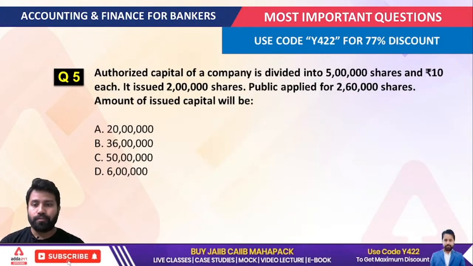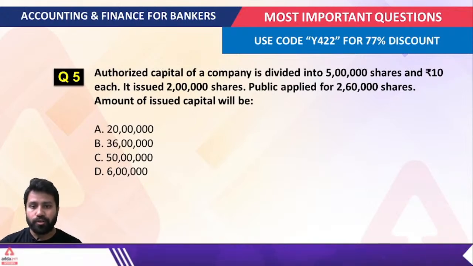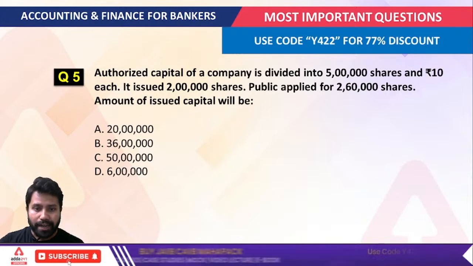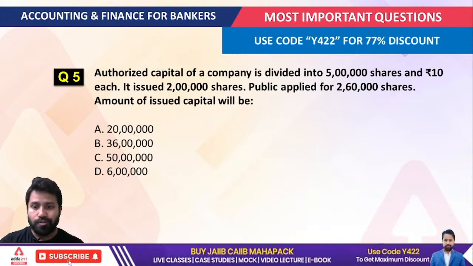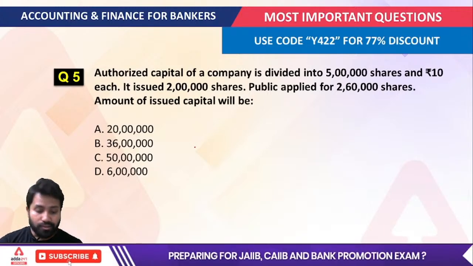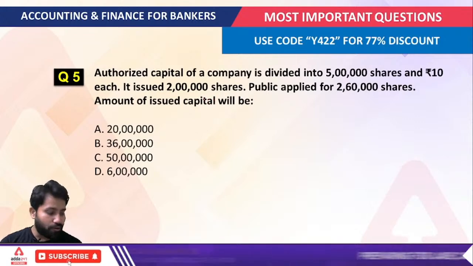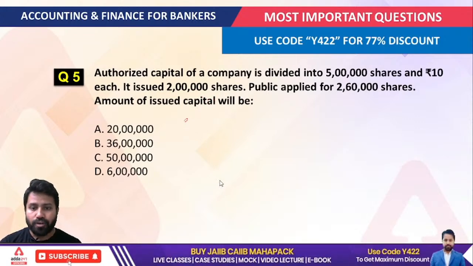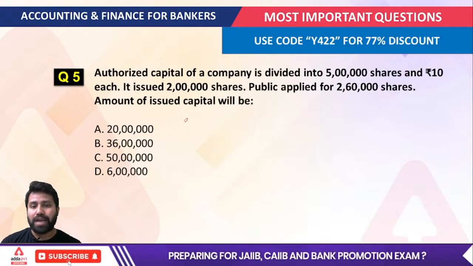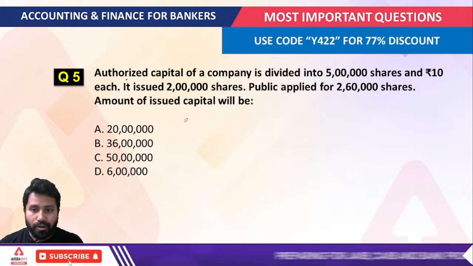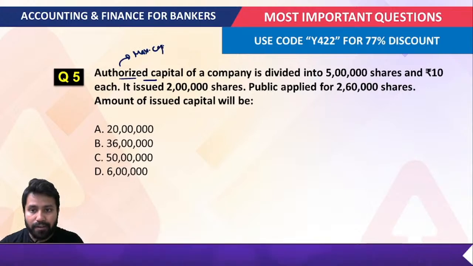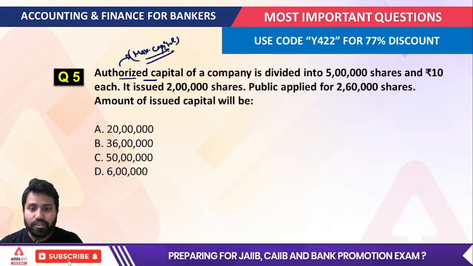Okay. Next question. The authorized capital of the company is divided into 5 lakh shares of 10 rupees each, and it issues 2 lakh shares. The public applied for 2 lakh 60,000 shares. You have to find the amount of the issued capital. So how can we calculate the issued capital? Whenever we talk about authorized capital, it is the maximum capital up to which a company can issue shares.